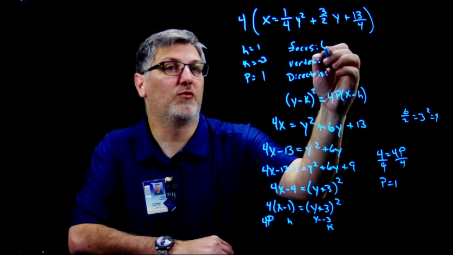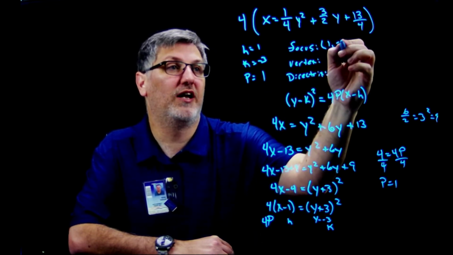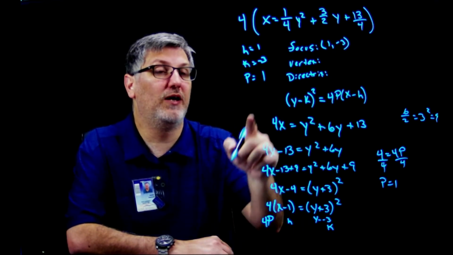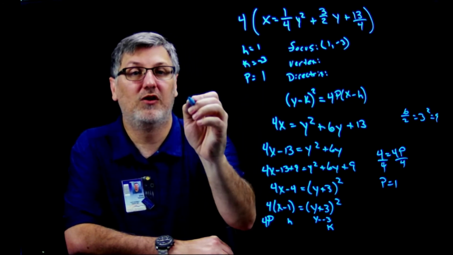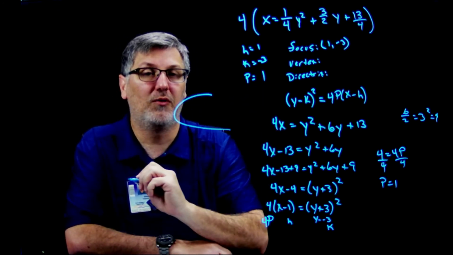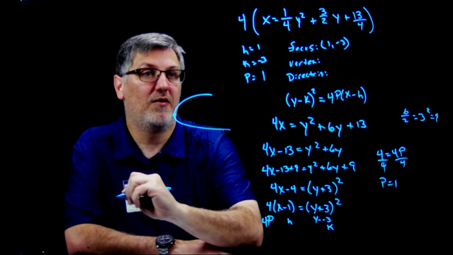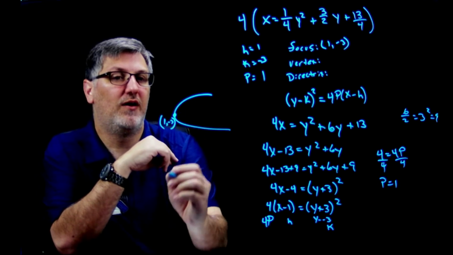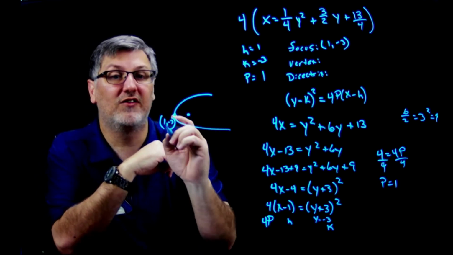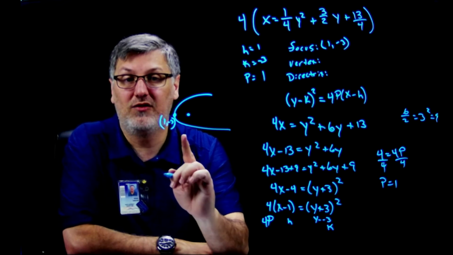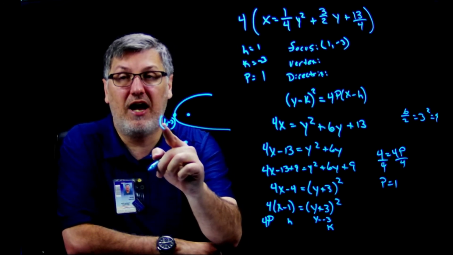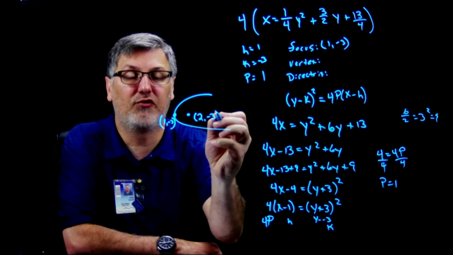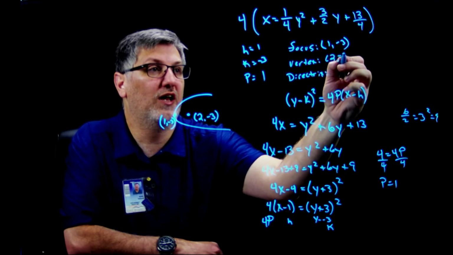So I know my focus, which is always h comma k, is 1 comma -3. Now let's draw this. I know it's going to be opening to the right because my p is positive. So I'm drawing here. It's opening to the right. Here is my vertex. My vertex is 1 comma -3. I know my focus is over here. It's exactly 1 unit to the right. So I'm going to go from 1, and add, because I'm moving on the x values. So this becomes 2, -3. So my focus is 2, -3.